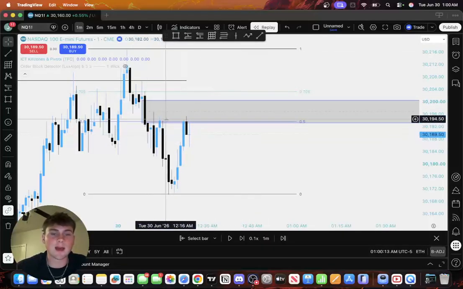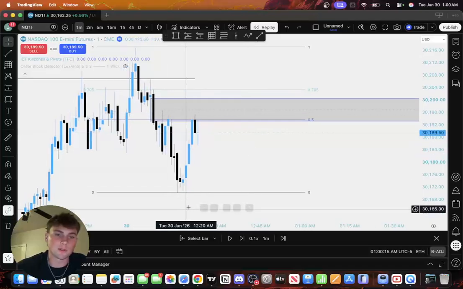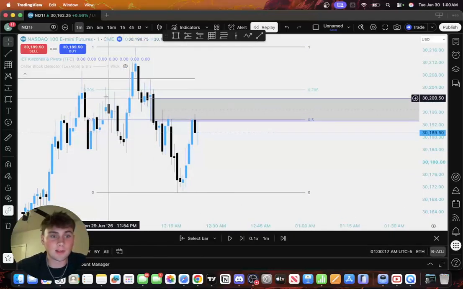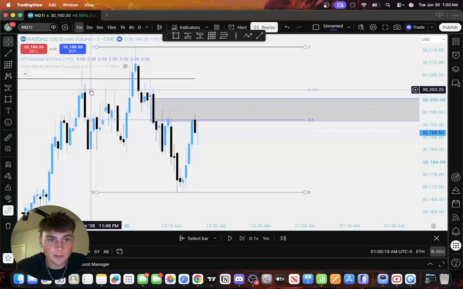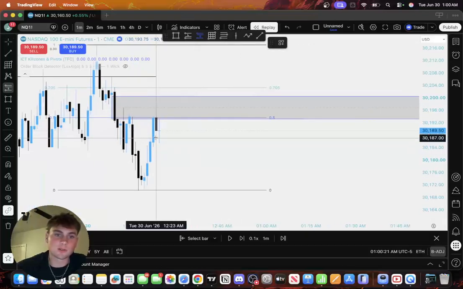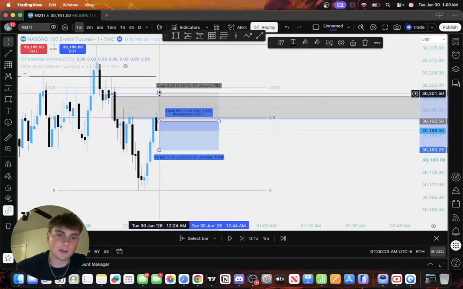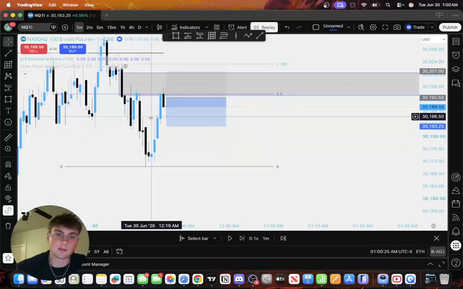So I kind of use that as a little confluence, for it to go down. And it's in this level between the 0.5 to the 705. And so this is what I did. I sold right about here. My stop loss was right there.